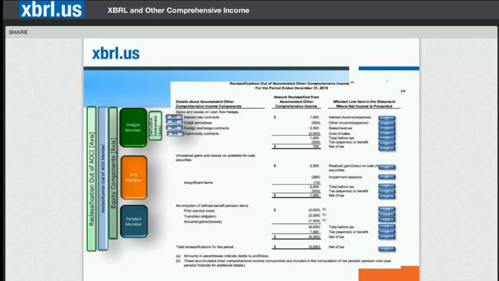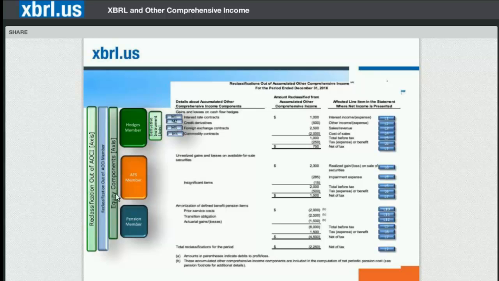To tag this disclosure following the FIG guidance in UGT architecture, 3 dimensions are required. The first is the reclassification out of AOCI axis that was discussed earlier, and its only member is reclassification out of accumulated other comprehensive income member. That must be applied to every fact disclosed. So all the facts would be attached to the reclassification member, and that's how each of these facts is identified within the XBRL tag as being a reclassification item.